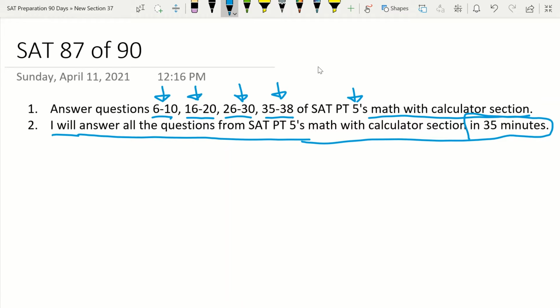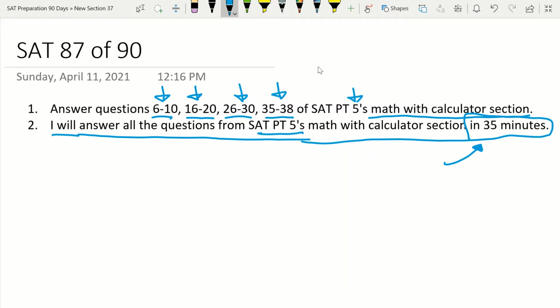If there's one question that took you longer than 2 minutes, then pay attention to how I'm solving that question as I go through SAT practice test 5 and answer all the questions in 35 minutes, because if it's taking you longer than 2 minutes, then there's probably a more efficient way to do it. So keep that in mind.